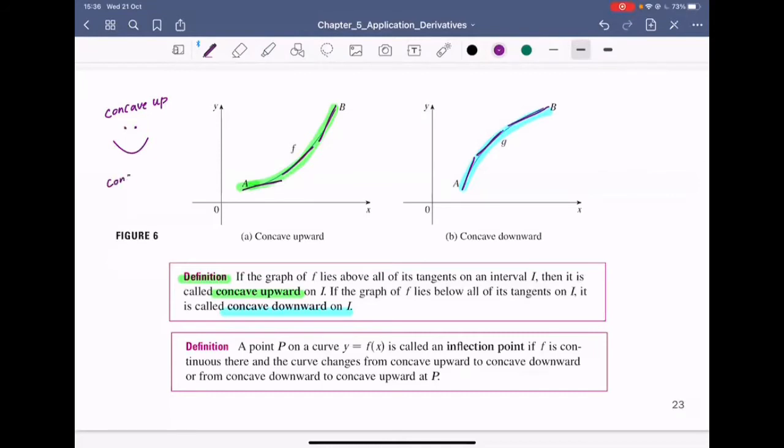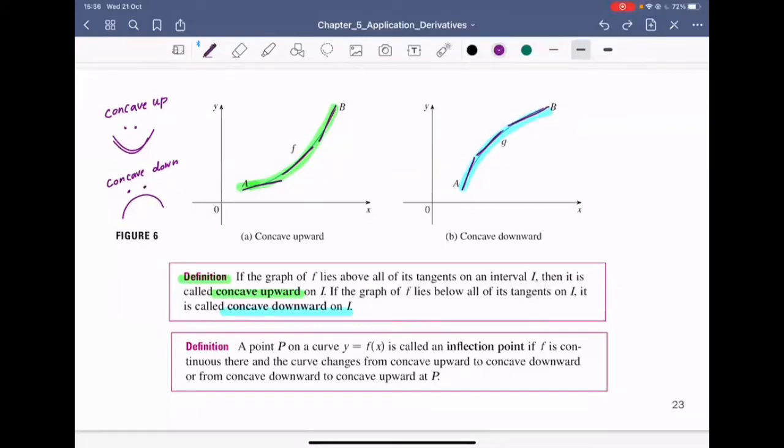For concave down, this is going to be sad. This is how I concluded when I was a kid. So concave up, you get the graph like that, smile. When concave down, you're going to get the graph like the sad one. So that is the definition of concave up and concave down.